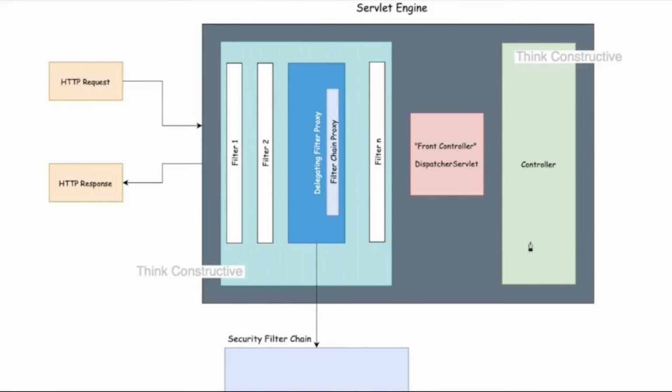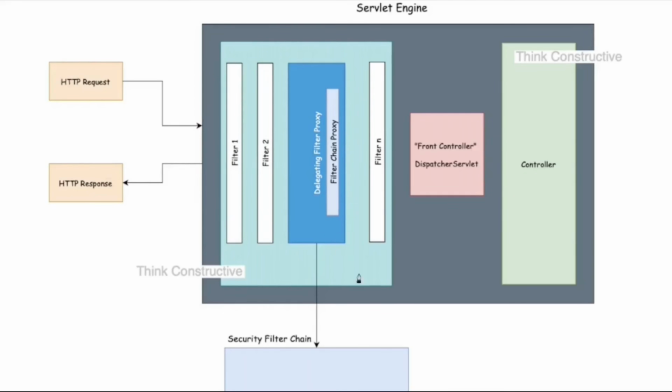Let's say in case of GET, it will go ahead, fetch the data and return the data back to the dispatcher servlet. Dispatcher servlet will return response back in terms of HTTP response. It will go back to the client. Alright, so this is the very high level overview of what happens when a GET request reaches the servlet engine.